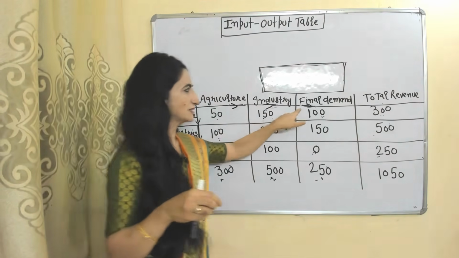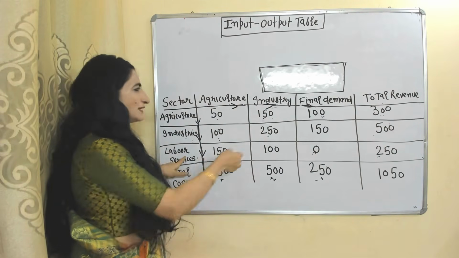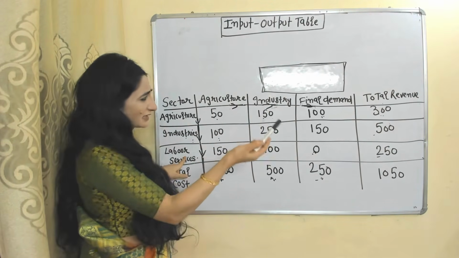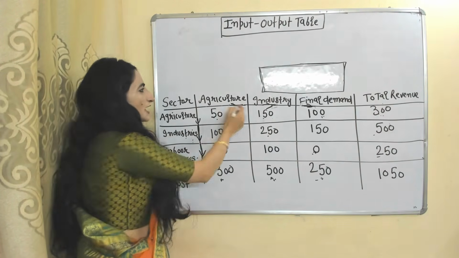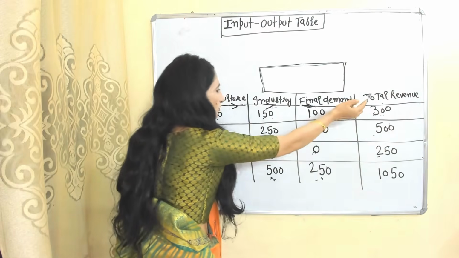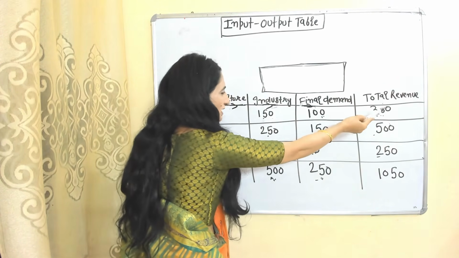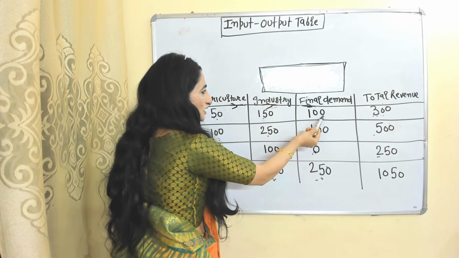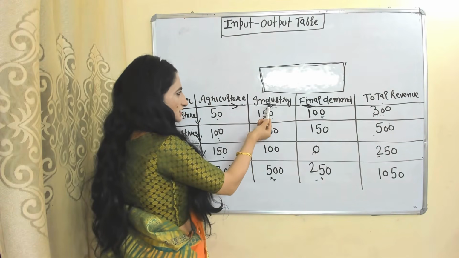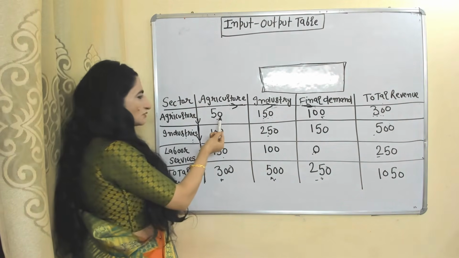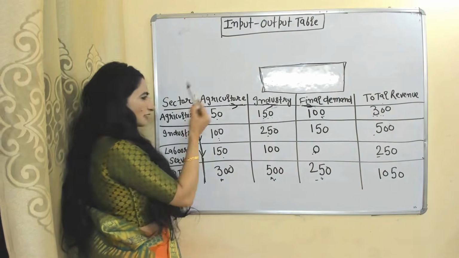Agriculture, industry, final demand, total revenue. Agriculture, industry, and labor demand directly depend on final demand. That's why these two are also related to each other. Row-wise you can see total revenue, and this is the total revenue earned by the agriculture sector by selling its output as final demand and by selling its output to the industrial sector and using its own output. So this is the total revenue generated by the agriculture sector.